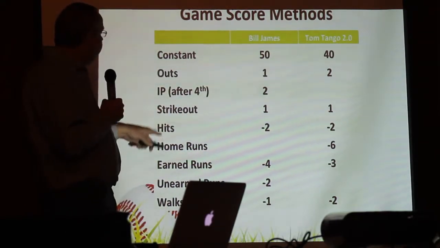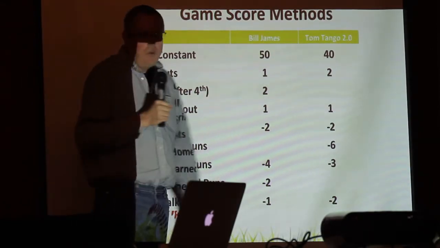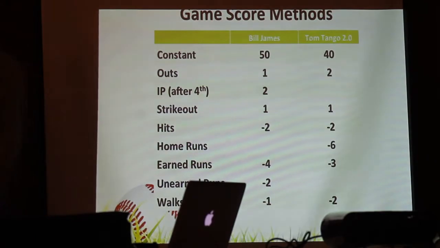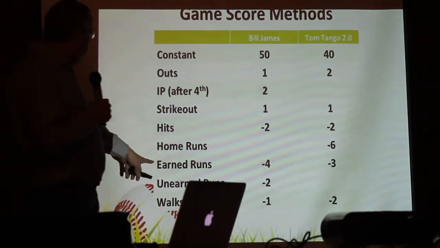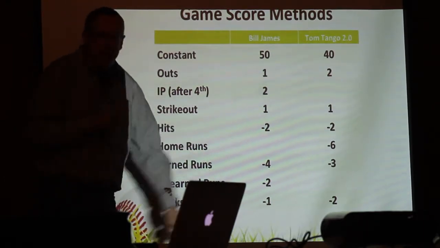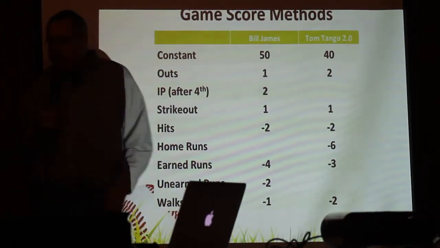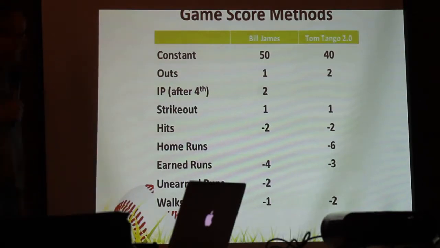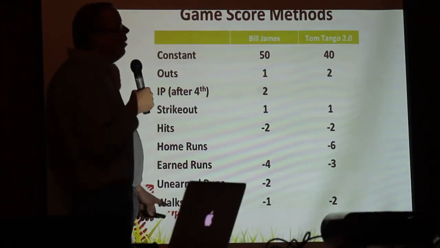They give points for strikeouts. They take away points for hits. Tango takes away points for home runs in this environment. Last year was the highest home run rate in history. Bill James differentiates between earned runs and unearned runs. Tango does not. I asked Baseball Reference to start adding unearned runs into their leaderboard columns, and so much to my chagrin they did. So now I got to take them out every time I do that stuff. And then they also subtract walks.